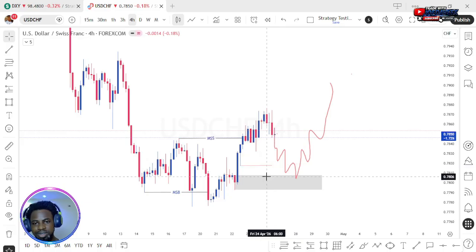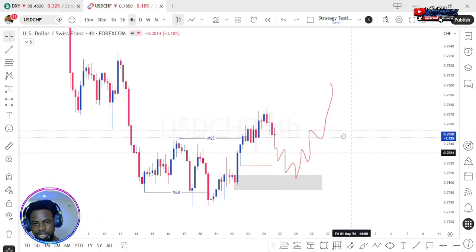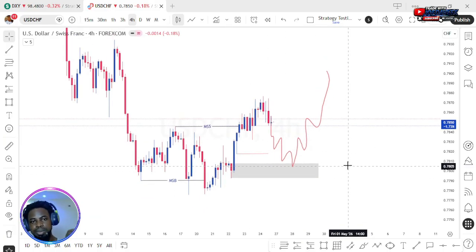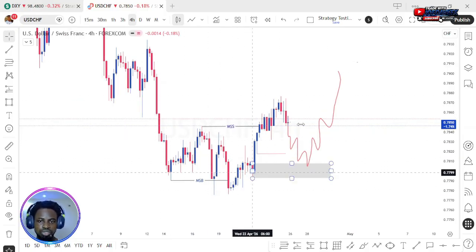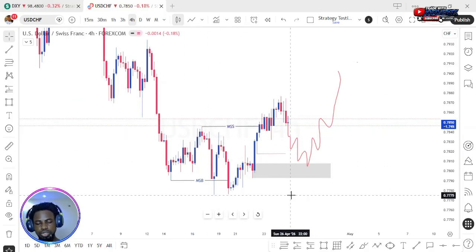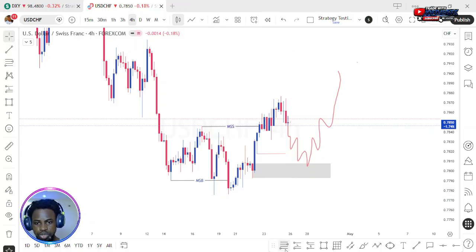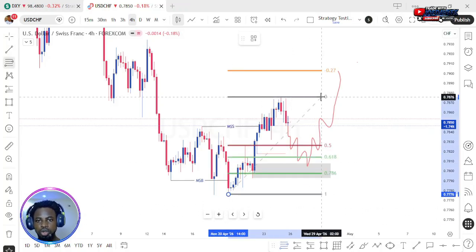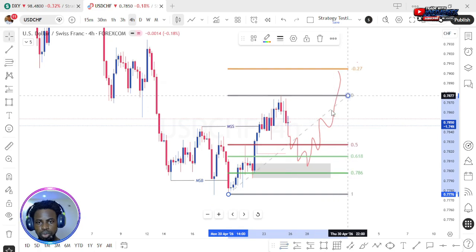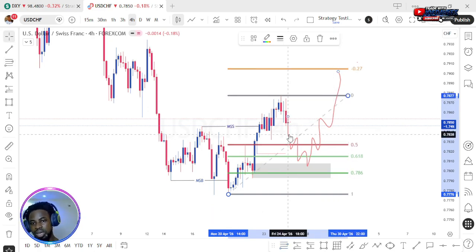After we had a change of character, how do you want to buy? Just like I said, you can see price shifting from a downtrend to an uptrend. You want to wait for price to come to a discount price when you want to buy, where you need confirmation. So taking my Fibonacci from this low all the way to this high, you can see that price is still trading above that discount. That's why I said we need to dip into it.